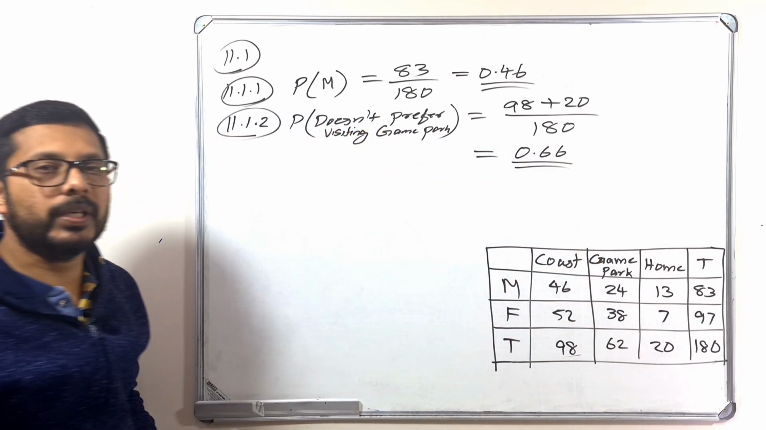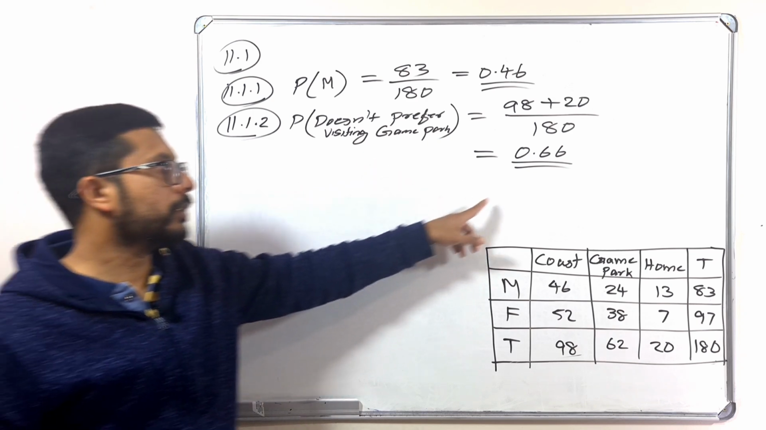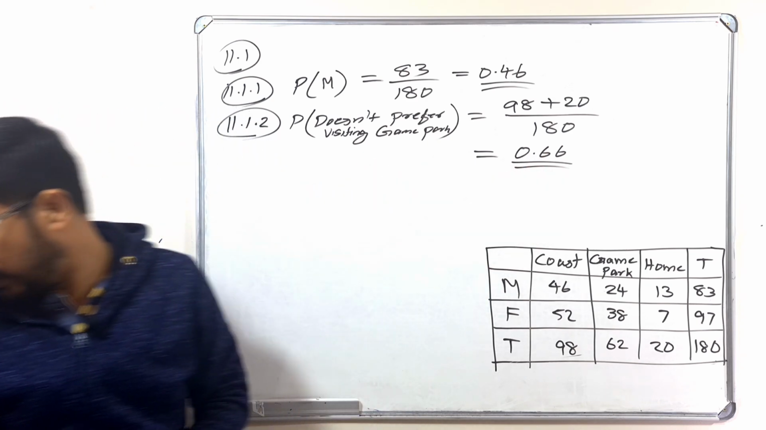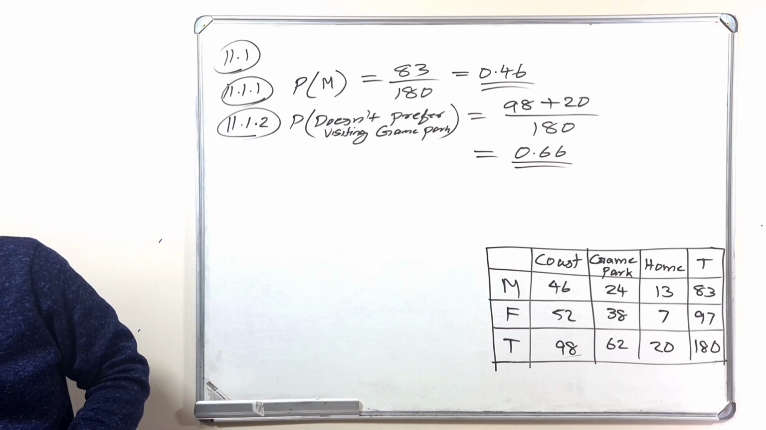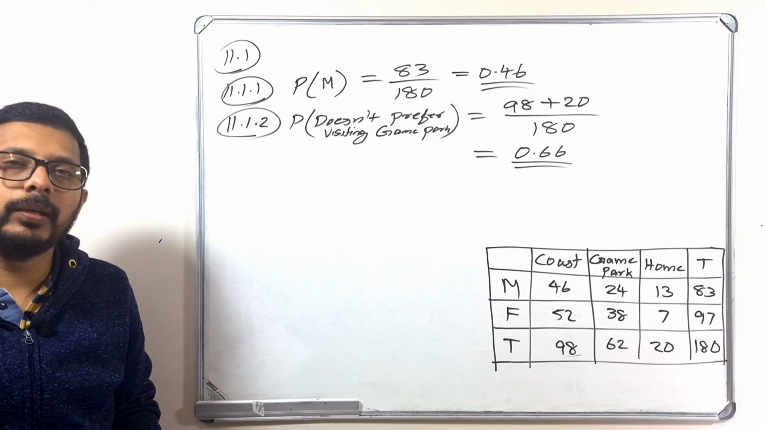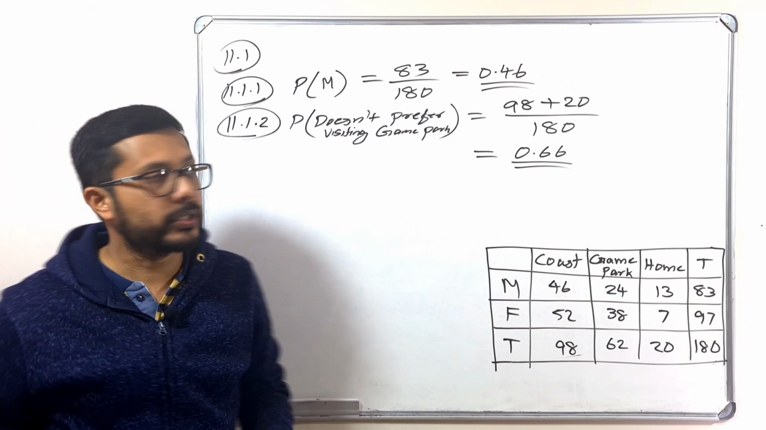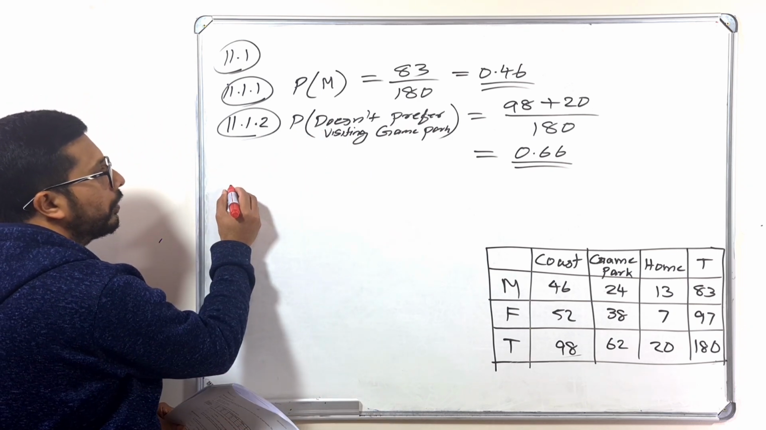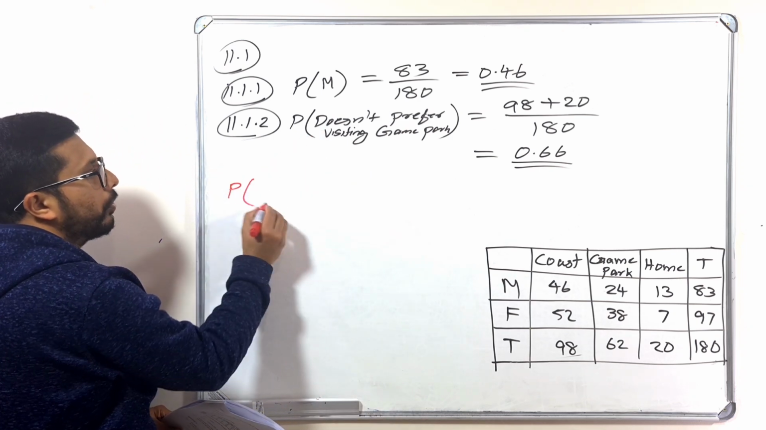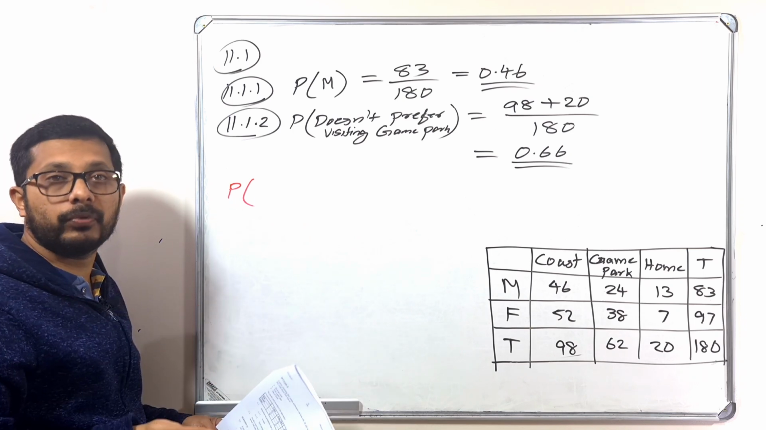0.66. So it means that the probability of does not prefer visiting game park is 0.66. Okay. So here let me explain the same question in a different method. Here, what is the question? Probability of... you don't need to write both of these. You can just write whichever one is easy for you to understand.